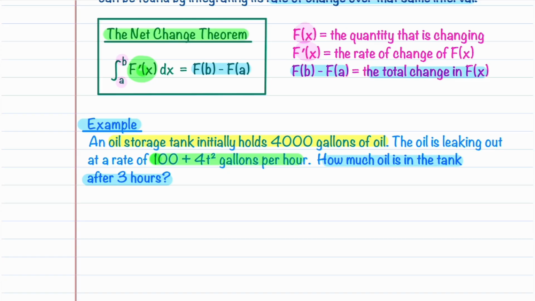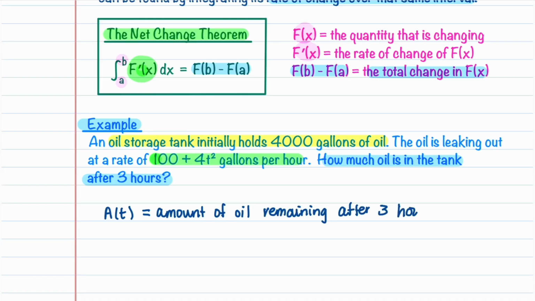Let's start by assigning some variables to what we need to find and what we're given. We need to find the amount of oil remaining after 3 hours. So let's assign capital A of t, A being for amount, as the amount of oil remaining after 3 hours. It's always a good practice to write down what your variables are.